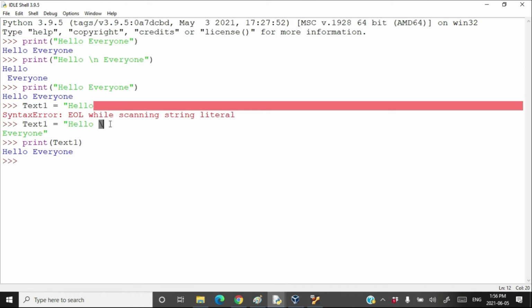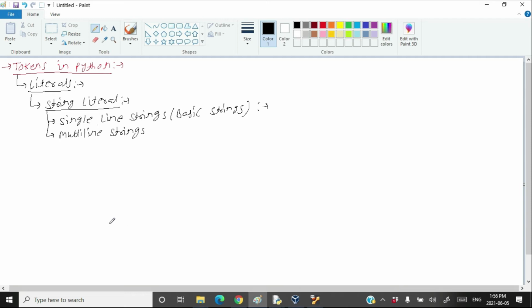That's why for the interpreter, hello and everyone are in the same line, because the new line provided by pressing the enter button has been ignored by the backslash. Getting it? So this is one way to use a multi-line string. One way to use a multi-line string is by adding a backslash at the end of a normal single quote or double quote string.